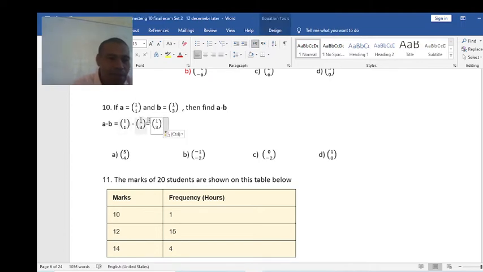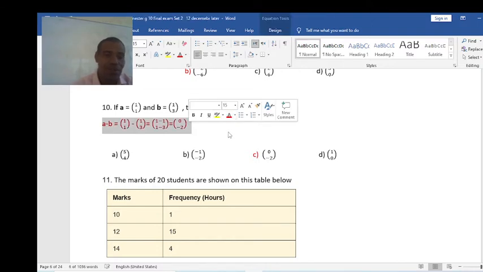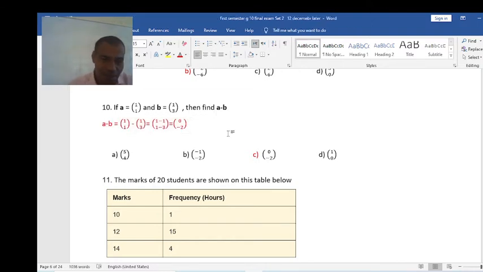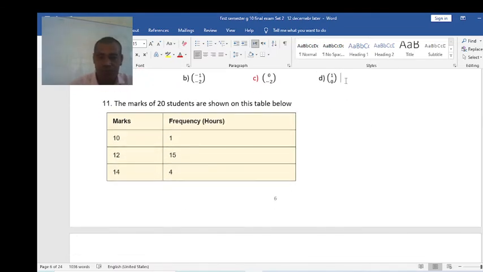Look, 1 minus 1, then 1 minus 3. So it will be 1 minus 1 is 0, and 1 minus 3 is minus 2. Okay? So which is the correct answer? Is small c. Okay? But of course, you will get different examples, different numbers. But it's very easy, just application.